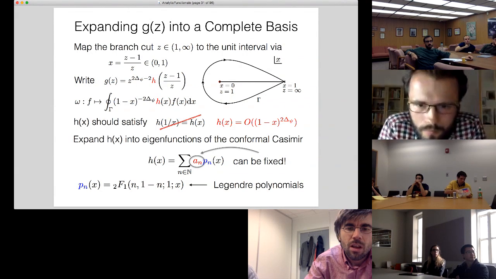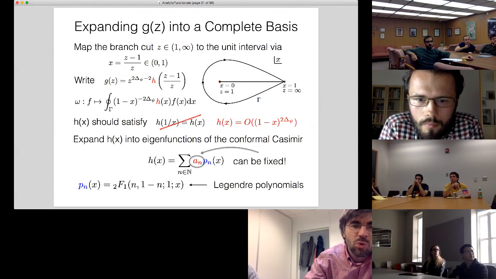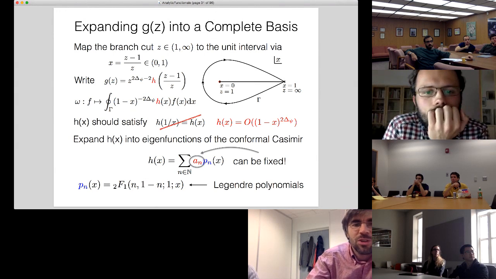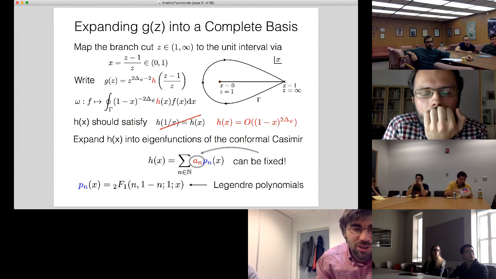Sure. Actually, I don't understand this phrase that h of x should satisfy this crossing constraint. I mean, you are perfectly free to consider h's which do not satisfy this constraint. It's just they give you a redundant set of functionals. Yeah, I think that's true.